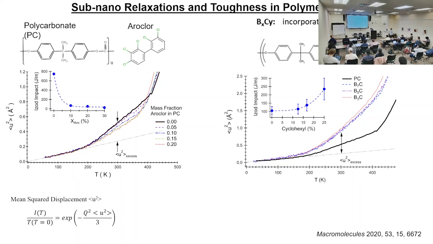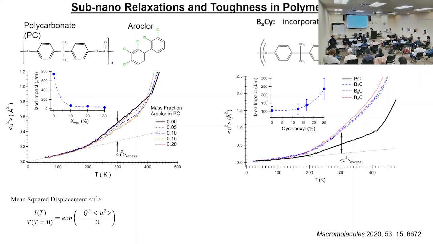You clearly see that in the low temperature regime, mean square displacement increases linearly with temperature. Now this is due to vibrational contributions, not the interesting part. Then at around 200 Kelvin, there is an upturn in mean square displacement. This is due to a new dynamics, right?